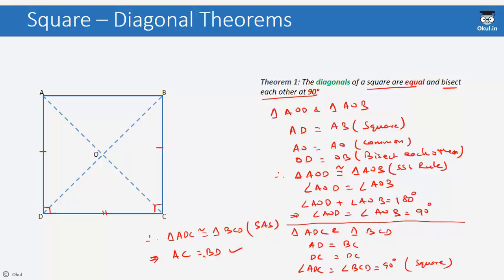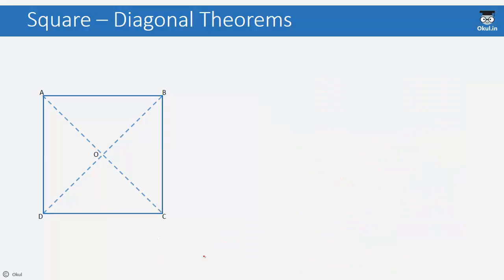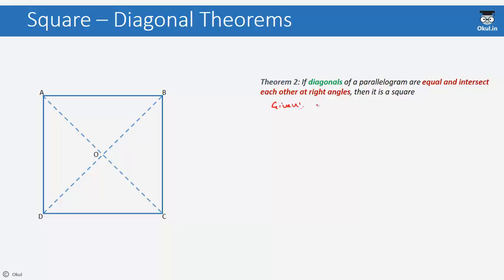Now, the second part is the inverse of this theorem. So, as per theorem 2, if diagonals of a parallelogram are equal and intersect each other at a right angle, then it is a square. Now, it is already given that AC is equal to BD, and the diagonals bisect each other at 90 degree. Now, to prove it is a square, we need to show that all the sides are equal and all the angles are 90 degree.